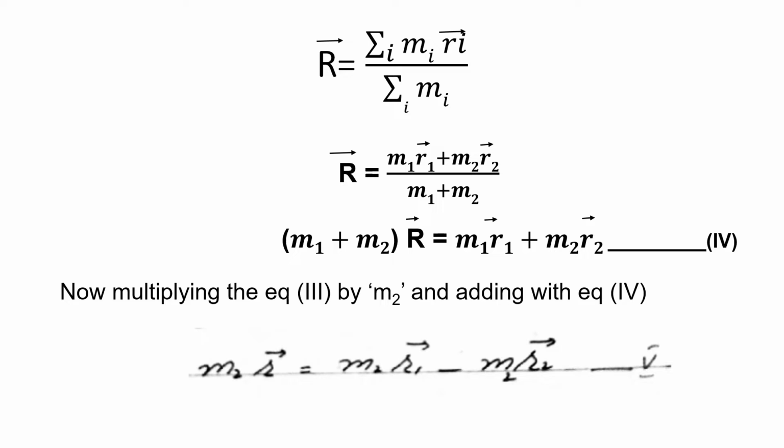Here you can see that in the previous picture we have two masses and two position vectors, so the summation represents these two points and their respective position vectors. Cross multiplying m1 plus m2 with capital R, we get m1 plus m2 times capital R equals m1 r1 plus m2 r2, giving equation number 4. Now multiplying equation 3 by m2 and adding it with equation 4, we get m2 r equals m2 r1 minus m2 r2, giving equation number 5.